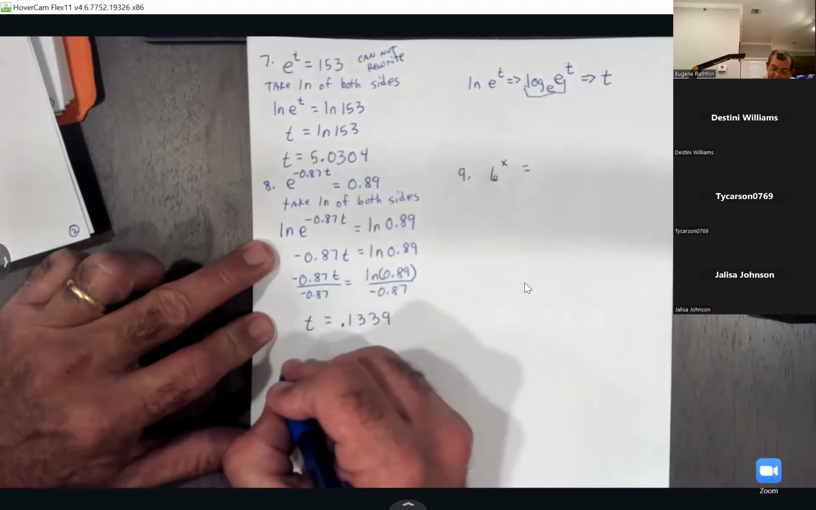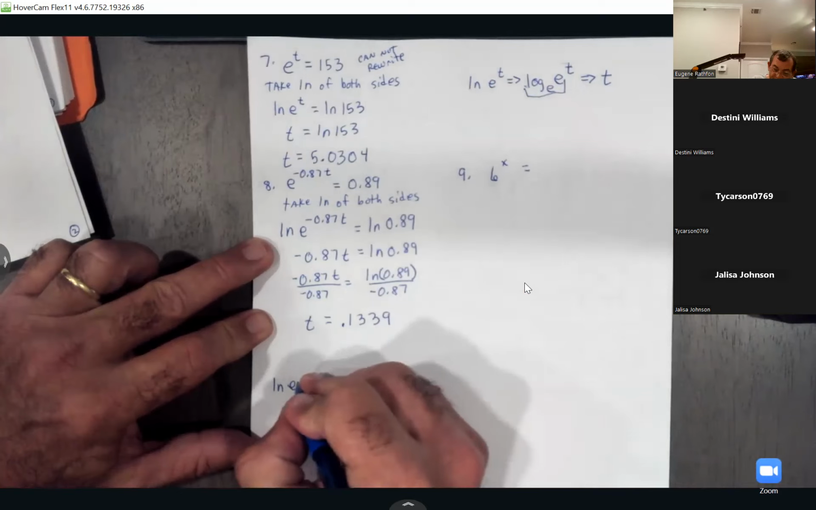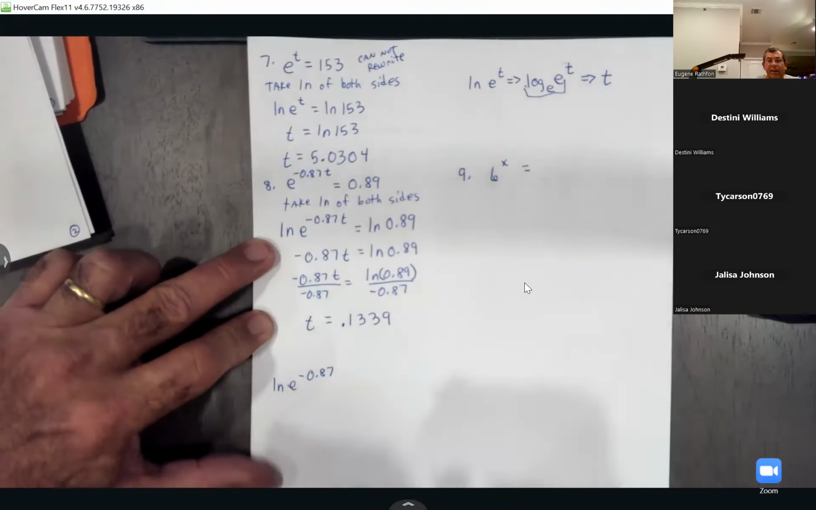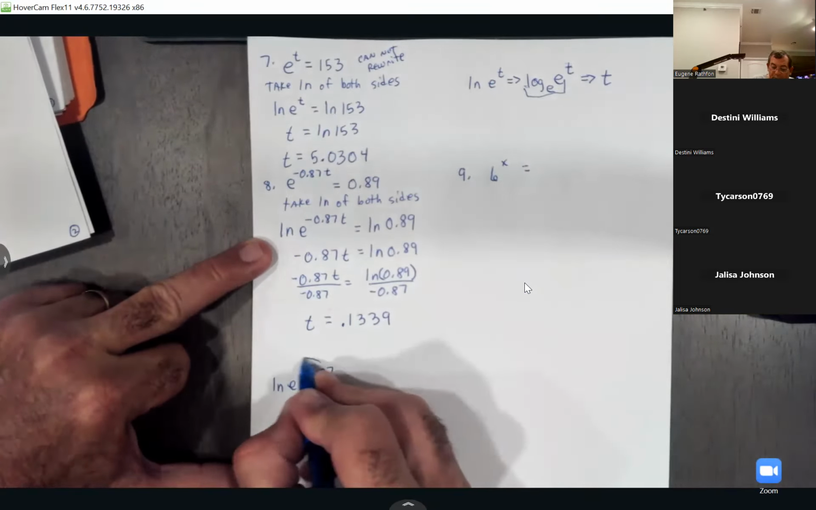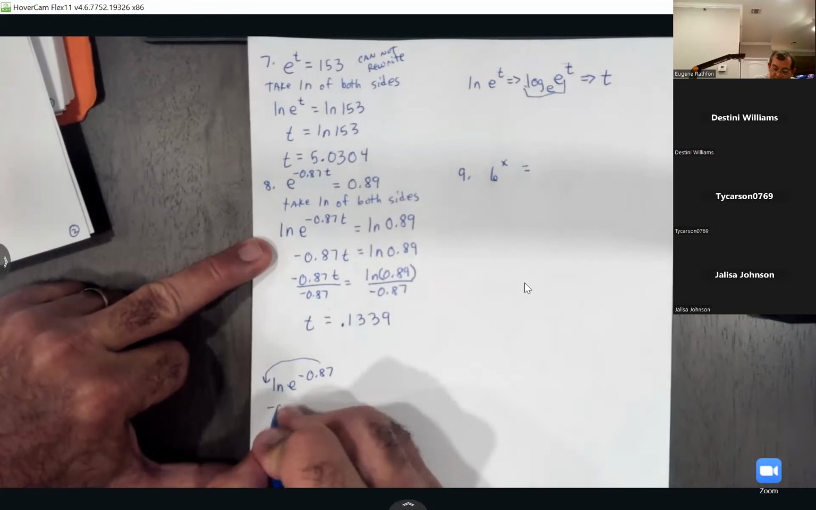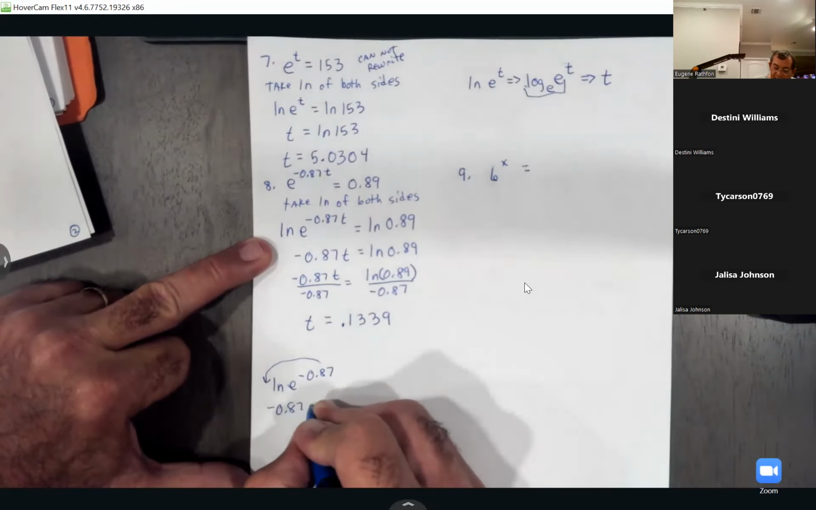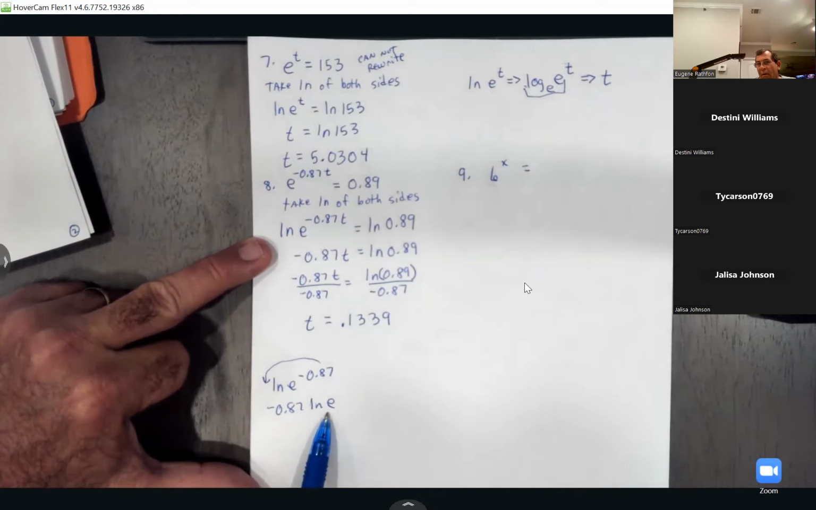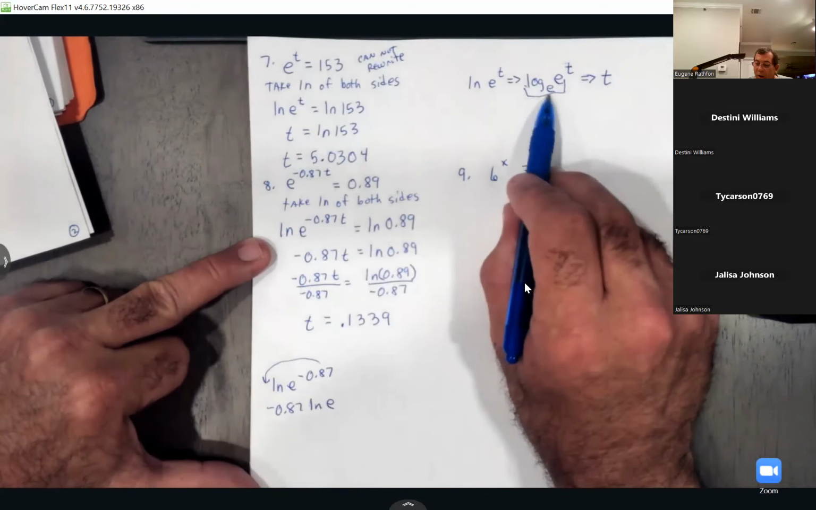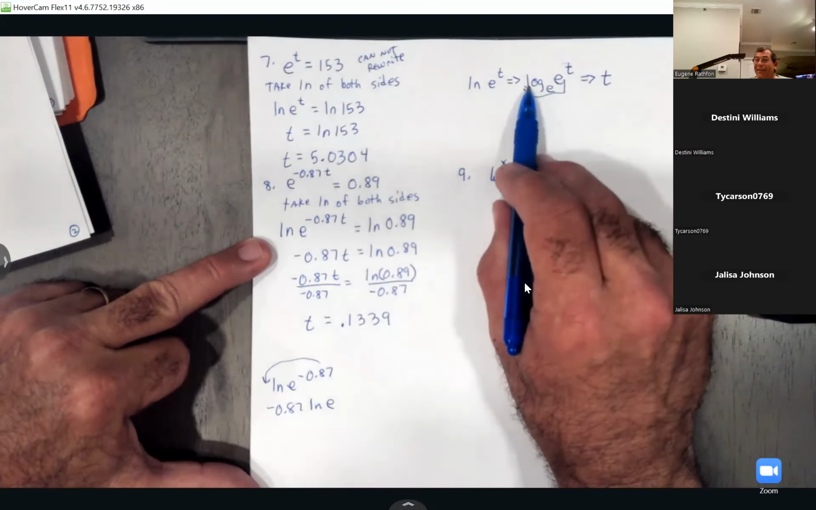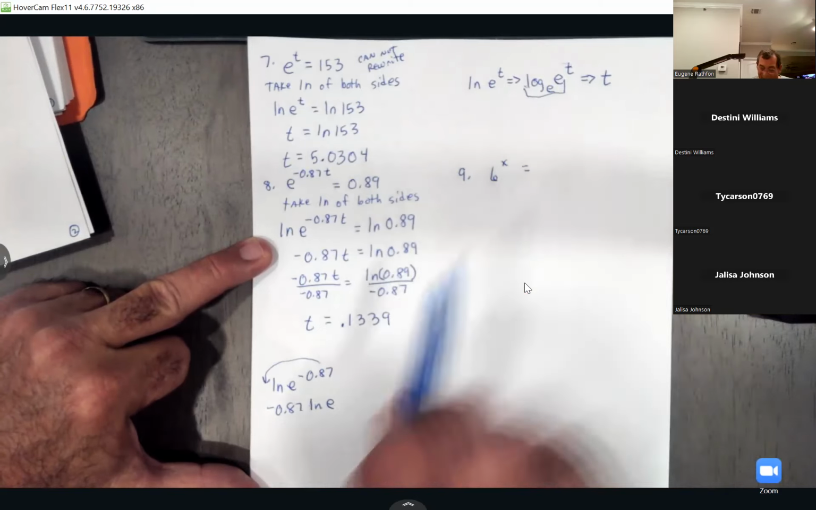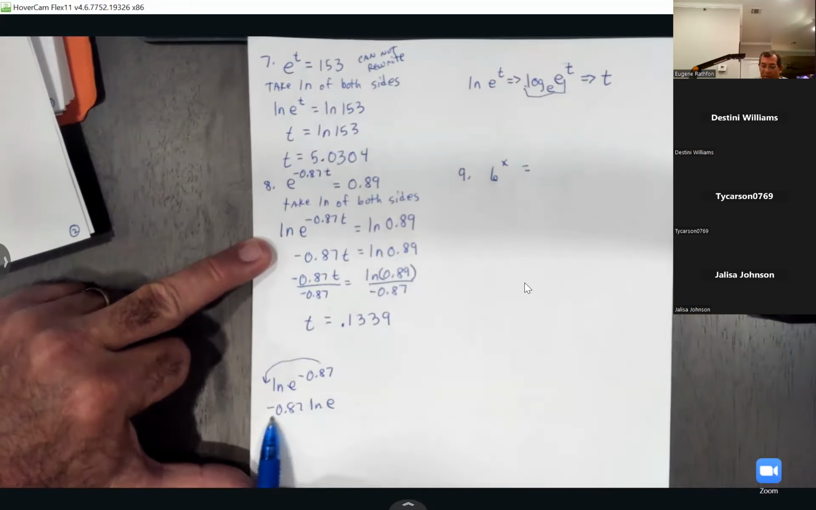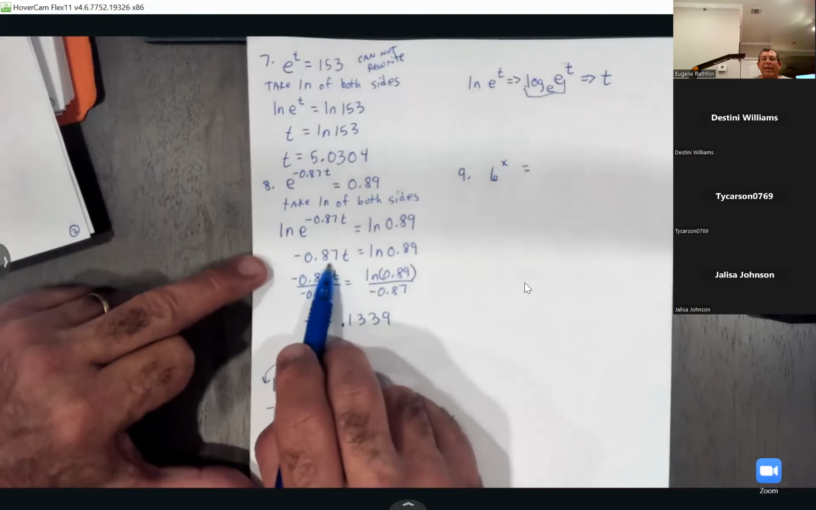I'm going to write that right here. I had an ln of e to the negative 0.87. So remember, my first move is to bring that down to the front. So I'll get a negative 0.87 ln of e. But remember, what's the ln of e equal? Because remember, ln of e is like this, log base e of e. Oh, it equals just 1. 1. So that turns into a 1, and all that's left is that negative 0.87.